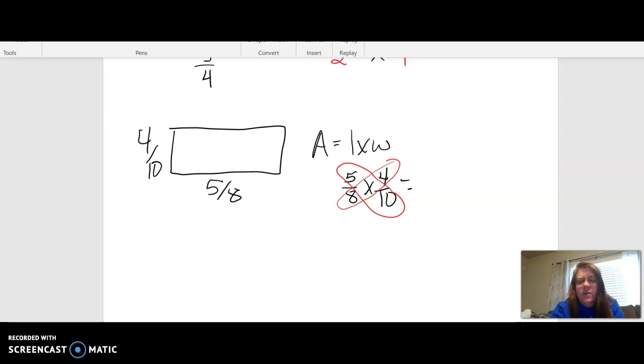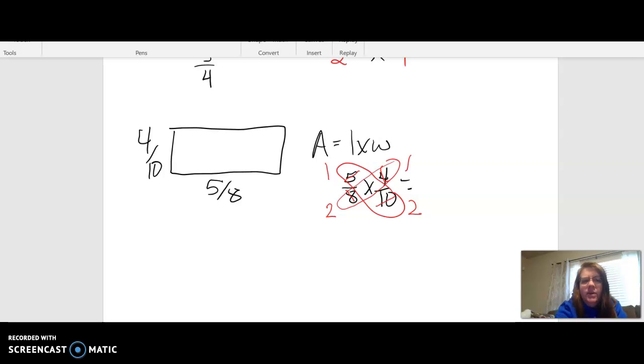So 4 and 8, what goes into both 4 and 8? Yeah, you're right, 2 goes into both of them. But is there something bigger? 4, right? So 4 divided by 4 equals 1. 8 divided by 4 equals 2. Is there something that goes into both 5 and 10? 5, right? Okay, 5 divided by 5 equals 1. 10 divided by 5 equals 2.